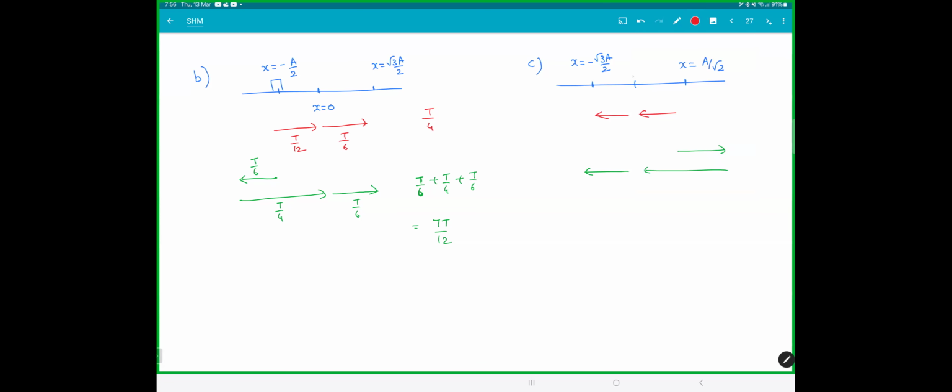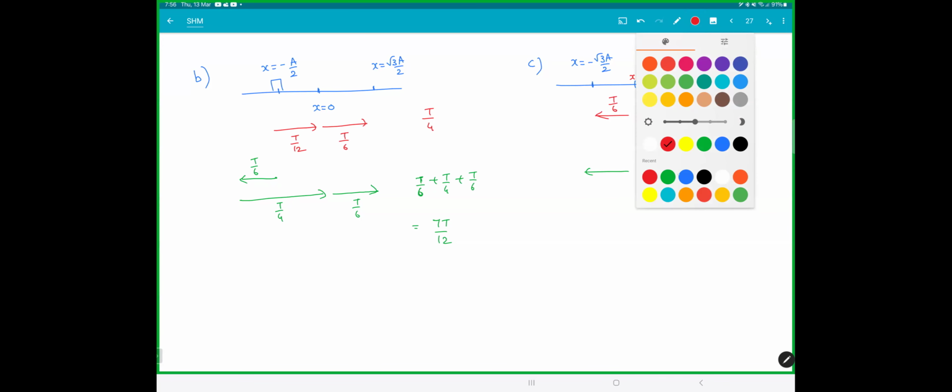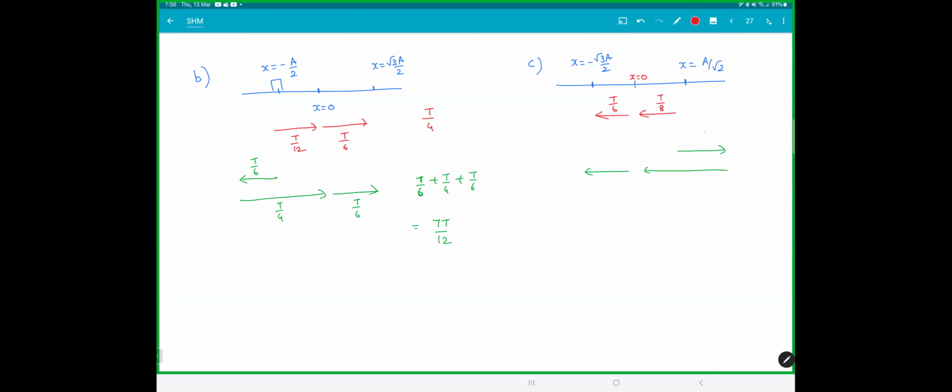So a by root 2 means 45. 45 means T by 8. Root 3 by 2, 60. Again, this is all from mean position. T by 6. Done. So if that is 45, the balance also will be 45. So this guy is T by 8, and this guy is T by 4, and this guy is T by 6. Substitute and you're done.